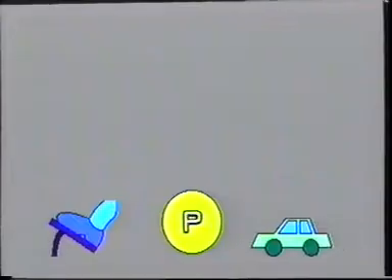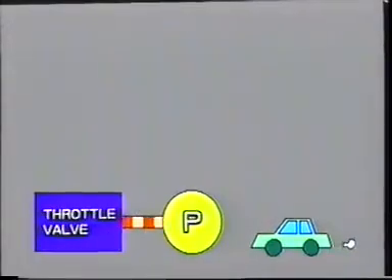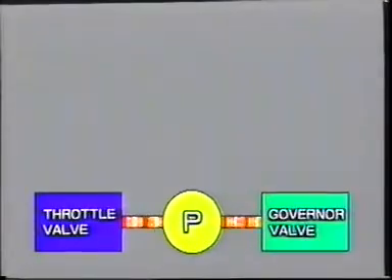Hydraulic pressure is generated in the oil pump, and the amount of this pressure is regulated by the throttle valve according to the engine load. The resulting pressure is called throttle pressure. The hydraulic pressure, which is created by the oil pump, is also regulated by the governor valve according to the speed of the vehicle. The resulting pressure is called governor pressure.